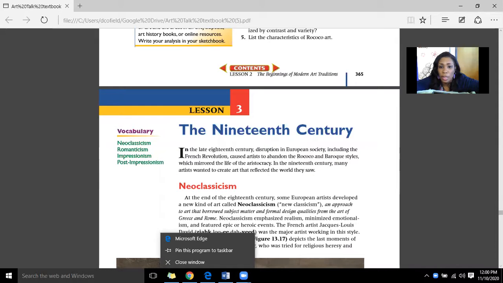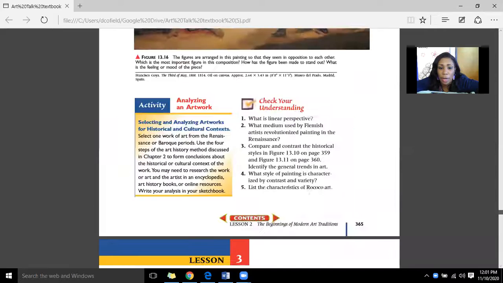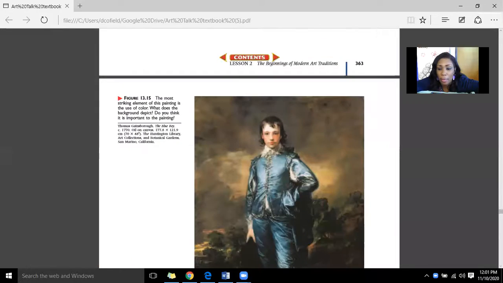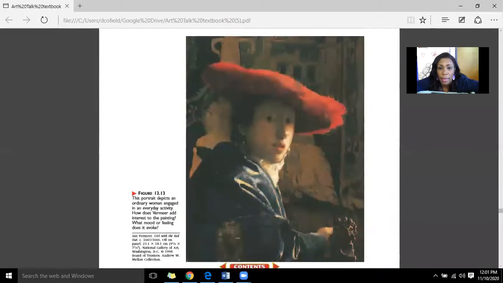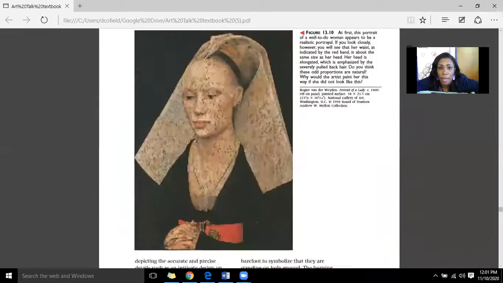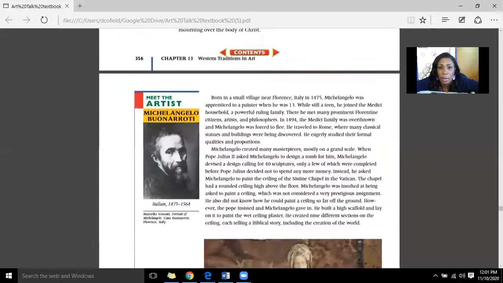So one of the things you need to remember is that neoclassicism is an approach to art borrowed by subject matter and formal design qualities of Greece and Rome. So when you think of classicism, think of Greece and Rome. Basically, it focused on realism and not that much emotion. So when you think of neoclassicism, you don't see a lot of emotion involved with that. So think about that when you look at those particular works of art.